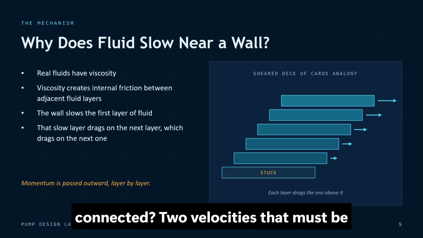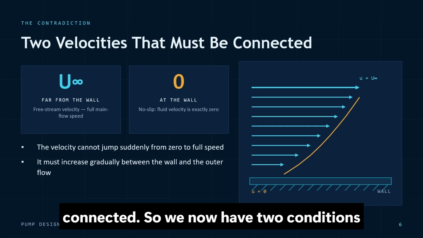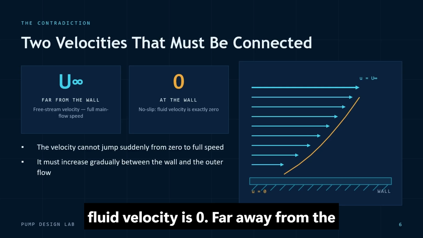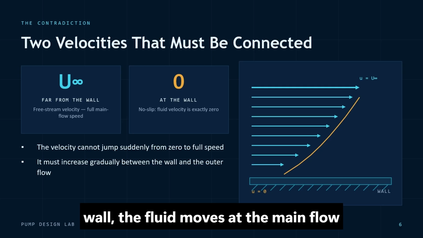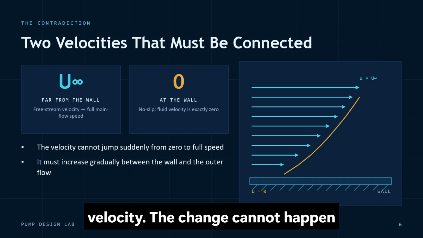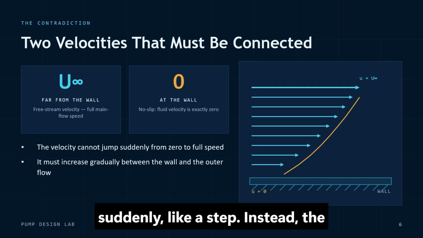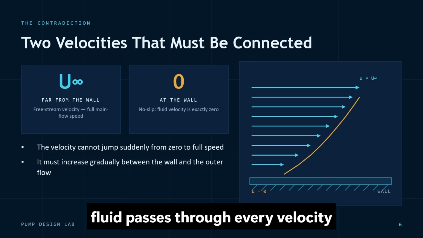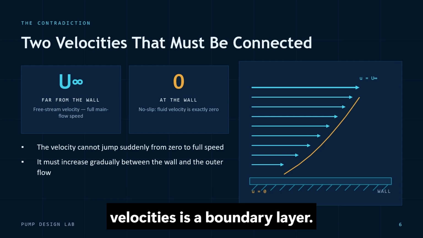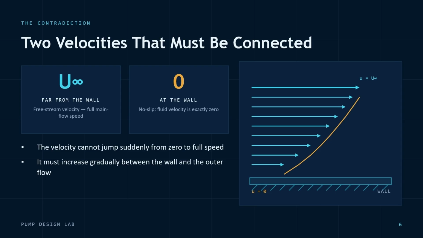So we now have two conditions that must be connected. At the wall, the fluid velocity is zero. Far away from the wall, the fluid moves at the main flow velocity, often called the free stream velocity. The change cannot happen suddenly, like a step. Instead, the fluid passes through every velocity between zero and the outer flow velocity. The region that bridges those two velocities is a boundary layer.